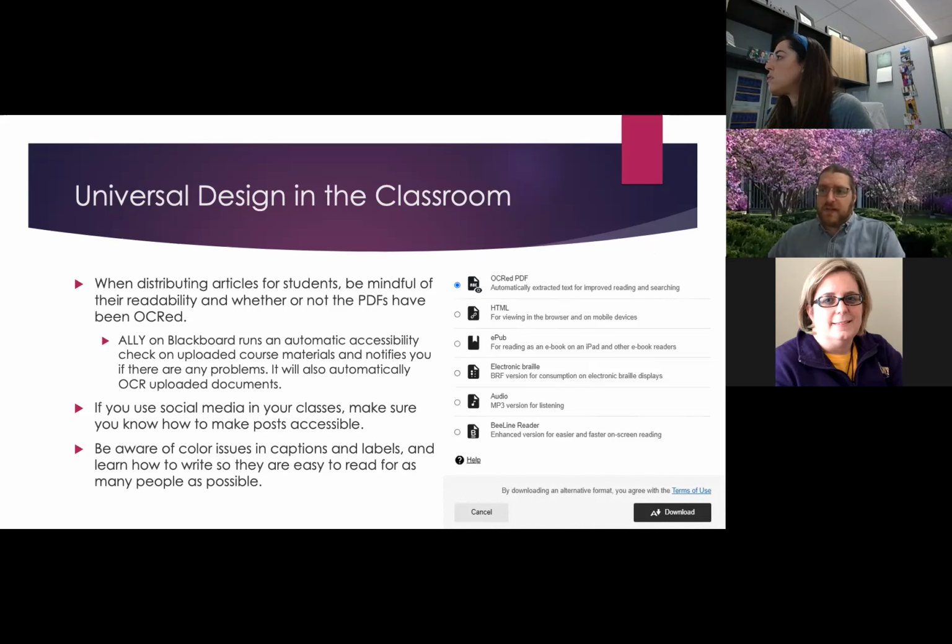Now, something that you should consider, especially if you have the fortune to design a class or teach a class for the first time, is to consider the concept of universal design. Universal design is an idea that just says design everything so that it's usable by the greatest number of people possible. And so one way to do this is, when you're distributing articles or weekly readings for students, be mindful of their readability and whether or not they're accessible to everybody. The best way to do this is to make sure that the reading is already prepared as a PDF and then upload it to Blackboard. Ally on Blackboard automatically runs an accessibility check, and it'll run optical character recognition, so that the document can be read by a screen reader.